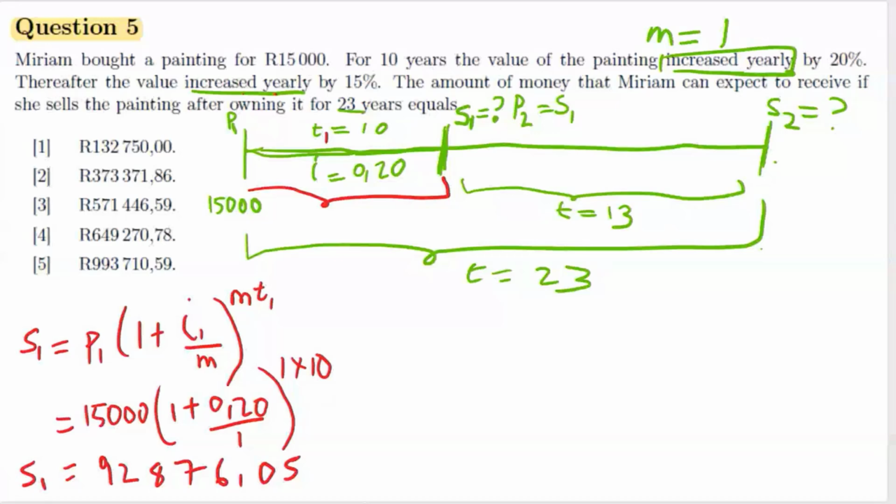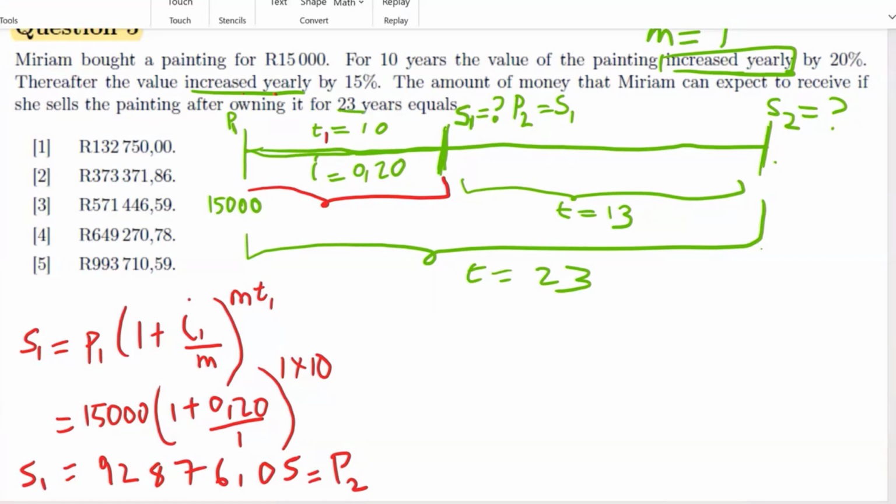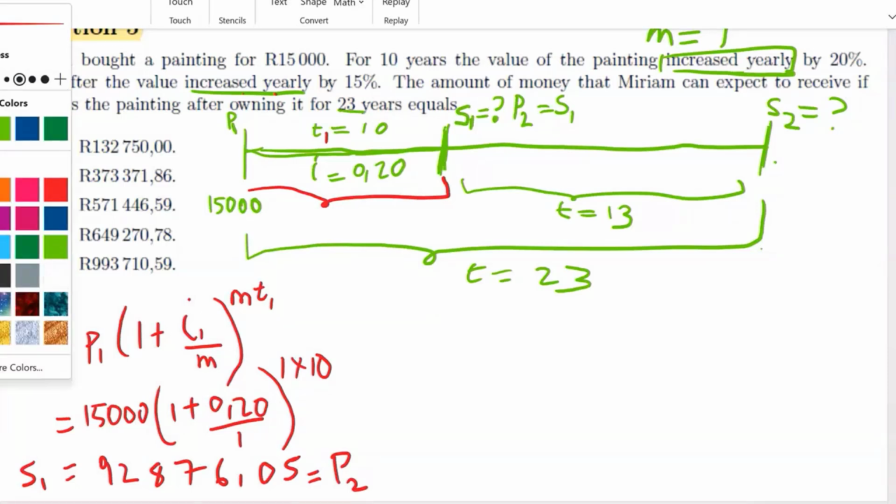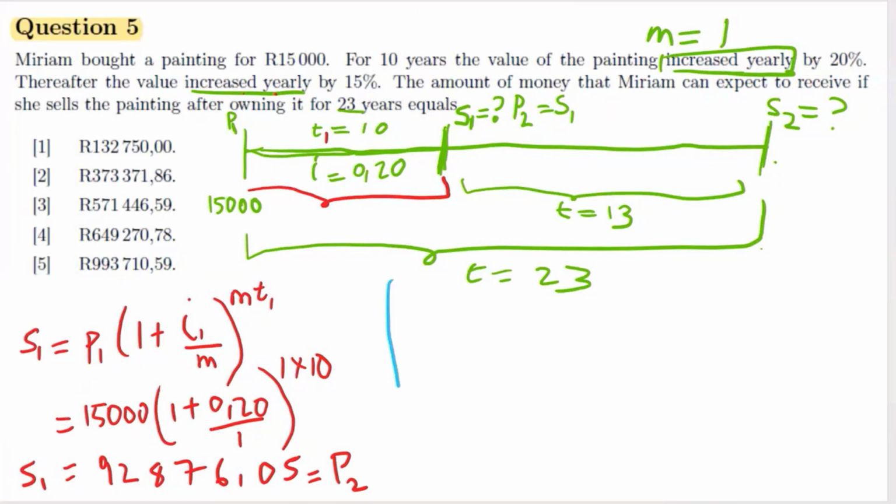From our timeline, we know that our S1 is the same as your new present value as you are starting another period, another investment for 13 years. So now let me get a different color here. Now we are moving with the P1. We want to calculate for this period only. So we are going to say, what is the final accumulated value at the end?